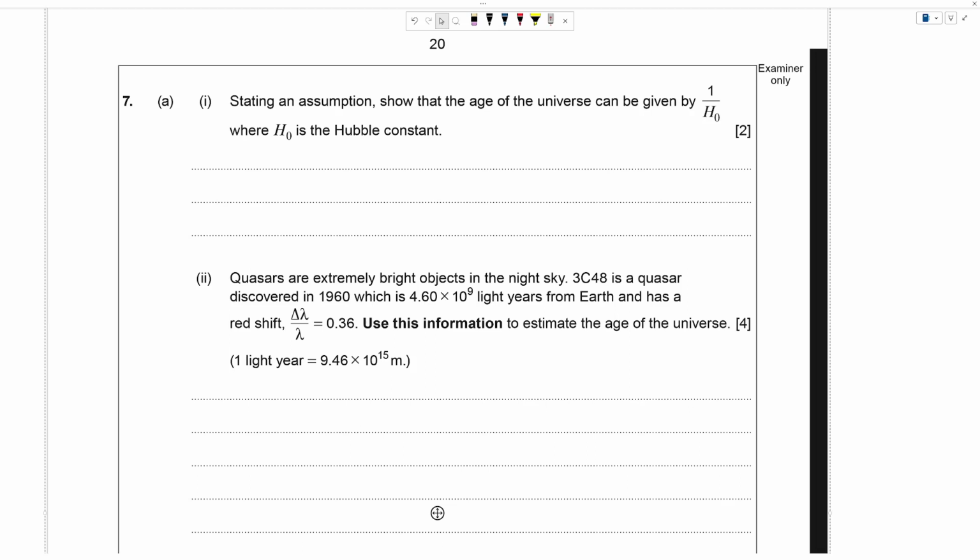Okay, now on to question 7. Stating an assumption, show that the age of the universe can be given by 1 over the Hubble constant. Okay, so remember that Hubble's law says that velocity is equal to the Hubble constant times distance. So if we assume that velocity is constant, then time must be distance divided by velocity. So that's our assumption. We're assuming constant velocity of stuff, or assuming constant rate of expansion.